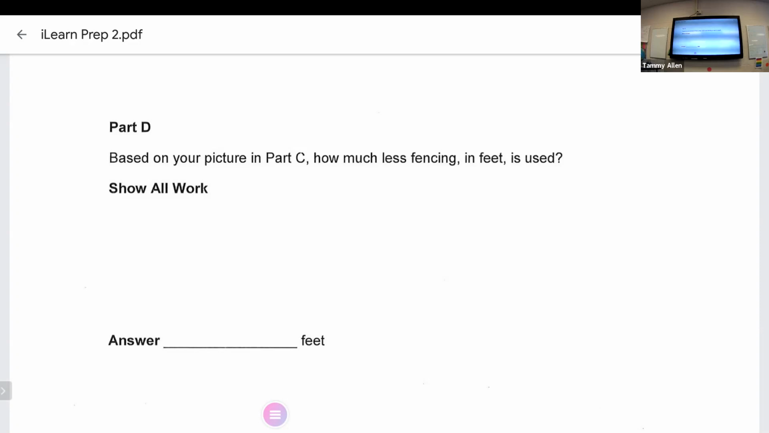Make sure you're boxing and circling important information, because some of you are missing the important information.